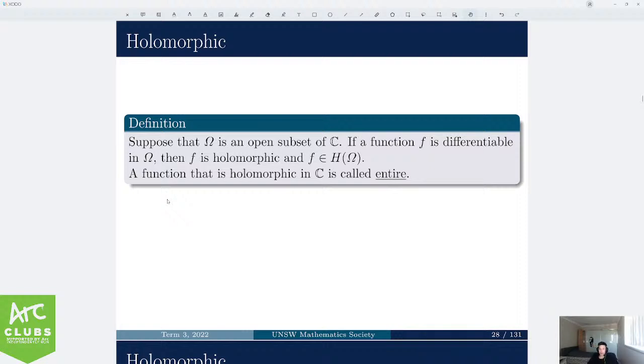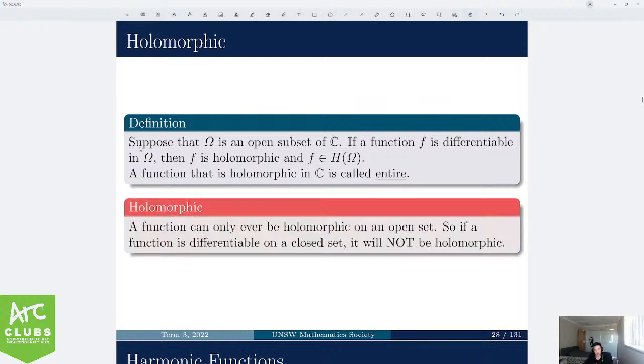Holomorphic. Suppose omega is an open subset of C, and if a function is differentiable in that open subset omega, then we say that f is holomorphic, and we can represent that using this notation over here. And a function that is holomorphic in all of C is called an entire function. Second, a function can only ever be holomorphic on an open set. So if we have a function that is differentiable on a closed set, it is not going to be holomorphic because the set is closed.